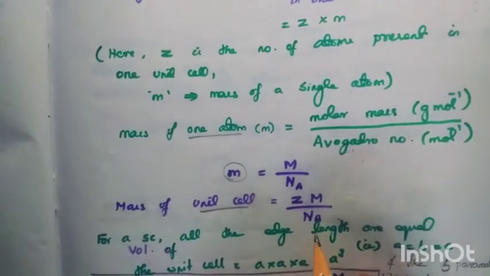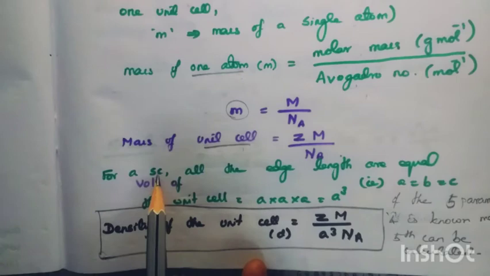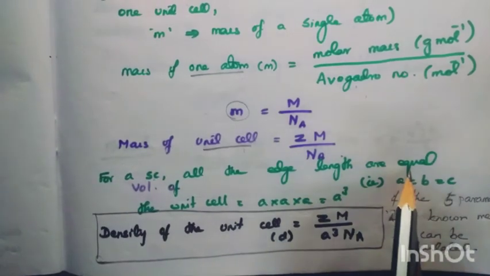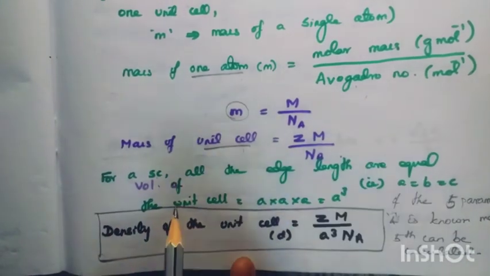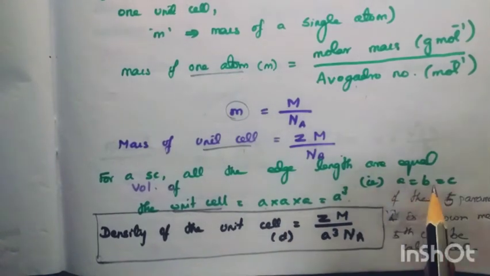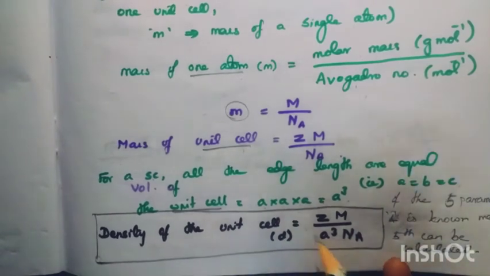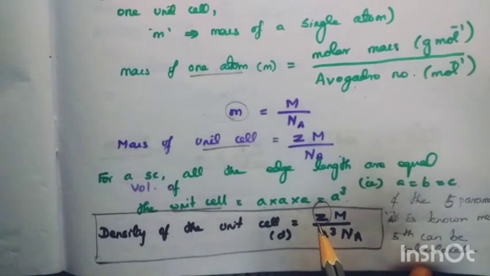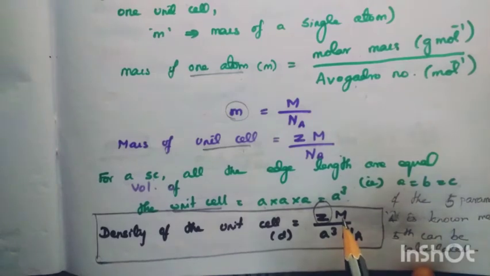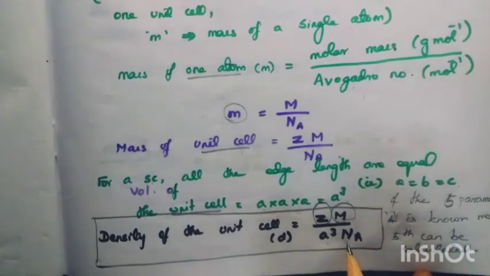Consider it is a simple cubic crystal. All the edge lengths are equal, so the volume of the unit cell can be written as a into a into a, which is a cube, since a is equal to b is equal to c. Now the density of the unit cell is equal to the number of atoms per unit cell into M, the molar mass, by the volume of the cube into the Avogadro number.